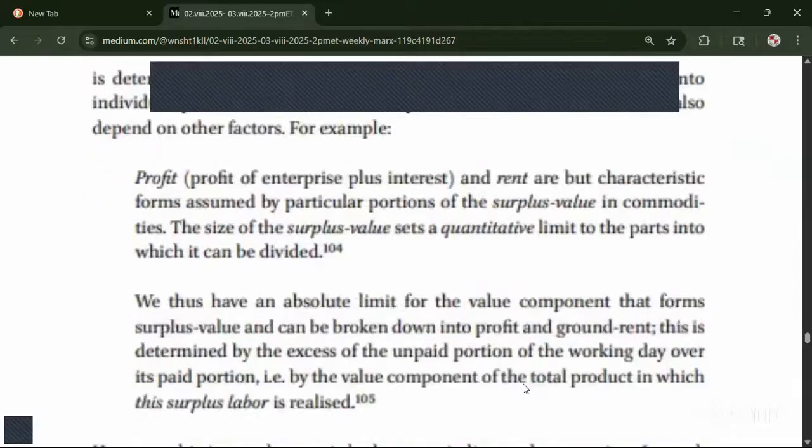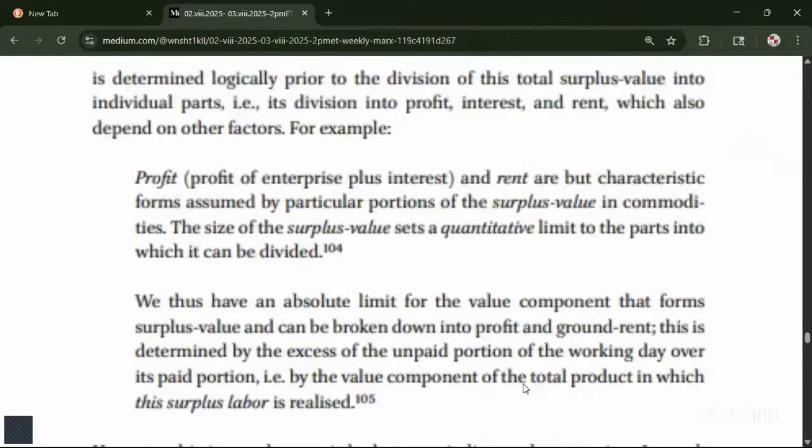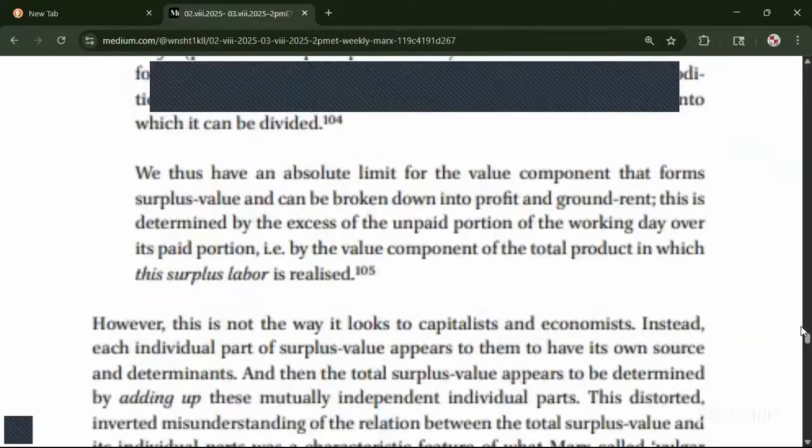"We thus have an absolute limit for the value component that forms surplus value and can be broken down into profit and ground rent. This is determined by the excess of the unpaid portion of the working day over its paid portion, i.e. by the value component of the total product in which this surplus labor is realized." Footnote 105. Close quote.